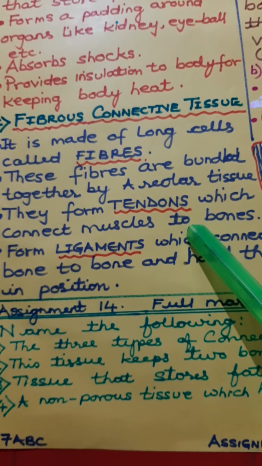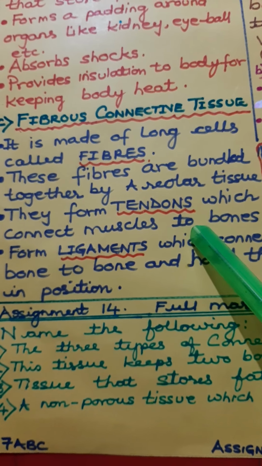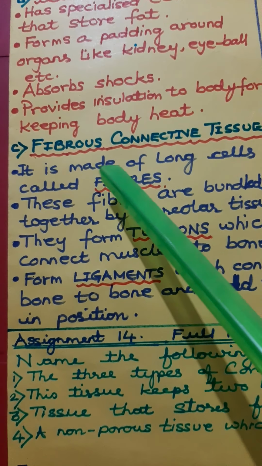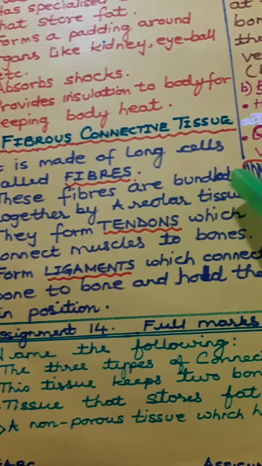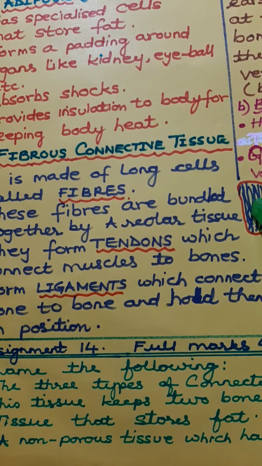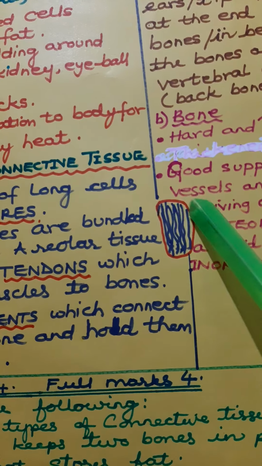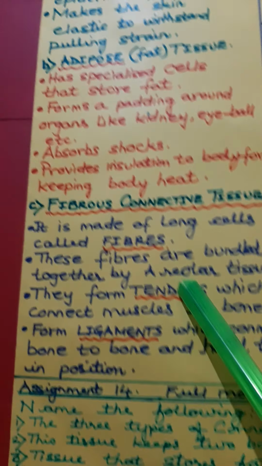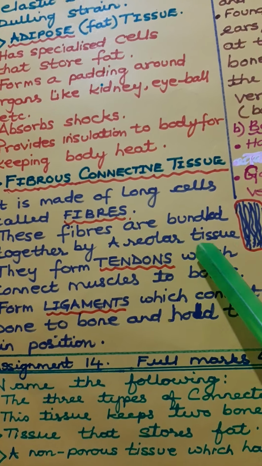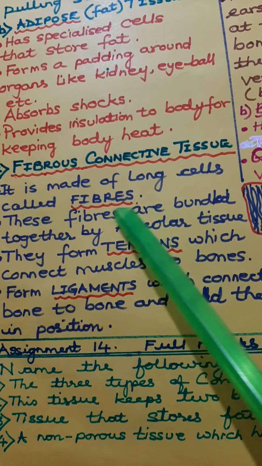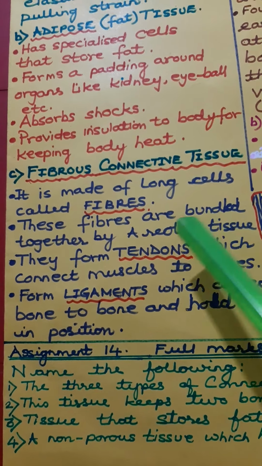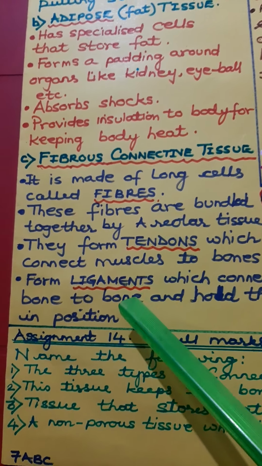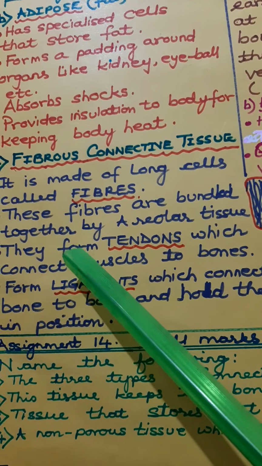Now, fibrous connective tissue, okay? This is the third type of connective tissue proper. Fibrous connective tissue is made up of long fibers like this. And the fibers are bundled together, okay? And they are held together by the areolar tissue. Fibers are bundled together by the areolar tissue. And they form, what are the fibrous connective tissues? Tendons and ligaments, okay? Now they form tendons.